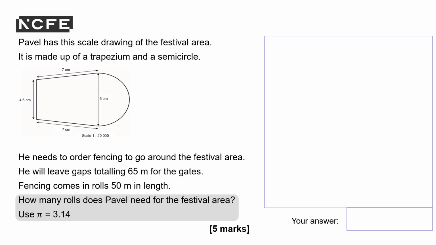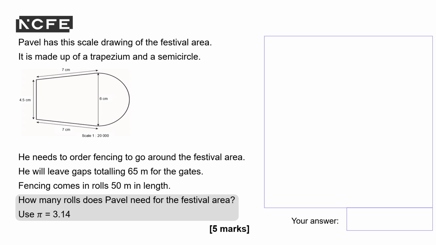He needs to order fencing to go around the festival area. He'll leave gaps totaling 65 meters for the gates. Fencing comes in rolls, 50 meters in length. How many rolls does Pavel need for the festival area? Use pi equals 3.14. So we always tell you what to use for pi. And the demand of the question here is how many rolls does Pavel need?